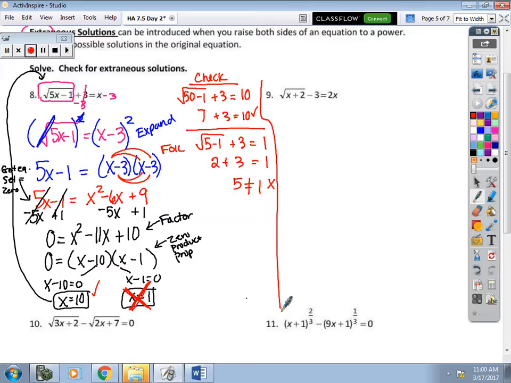Okay. On Monday, I'm also going to show you how you can use the graphing calculator and your y equals button to actually graph both sides of the equation. And you can look for the intersection, which will also show the solutions.